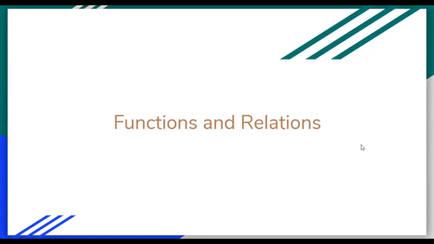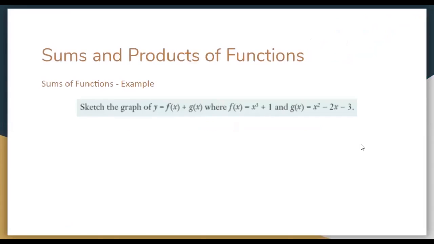Classes, we will be continuing our study of functions and relations, and we'll be continuing this study with the sums and products of functions. So these are reasonably simple. Basically what we'll be doing is, as this suggests, taking two functions and adding them, and then graphing what the new function is. And with products, we'll be taking two functions and just multiplying them and then graphing whatever the product is.